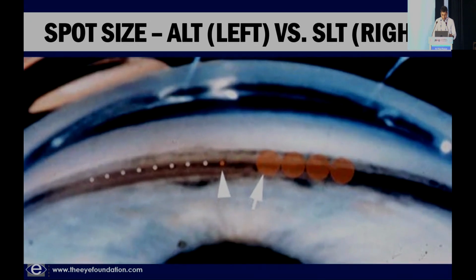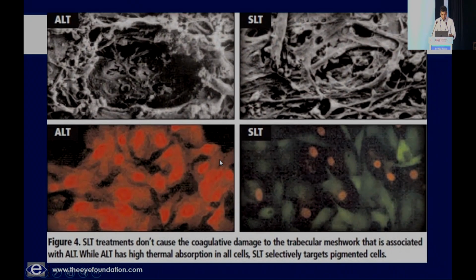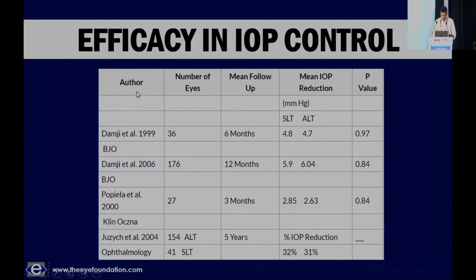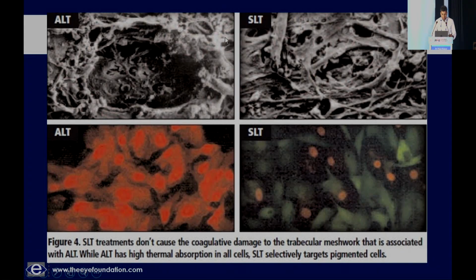This is a comparison of spot size between SLT and ALT, where you can see the largest spots in SLT, of 400 microns. In case of ALT, it is 50 microns. And this shows the thermal damage resulting in coagulative damage from the absorption of thermal energy at the trabecular meshwork noticed in ALT, whereas in SLT, the trabecular meshwork architecture is maintained.